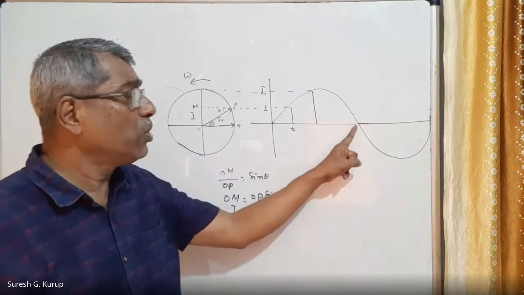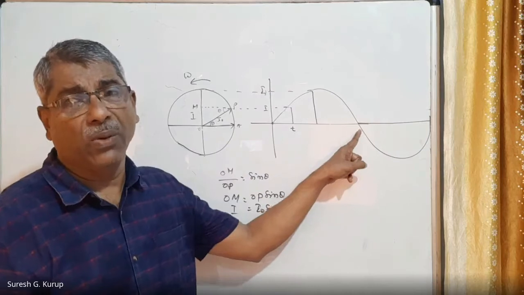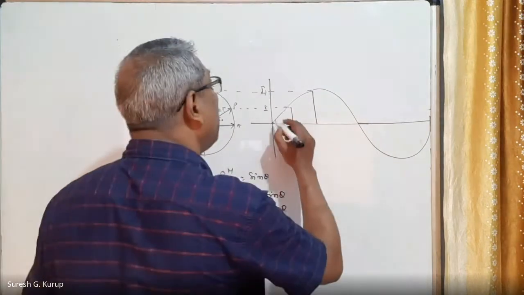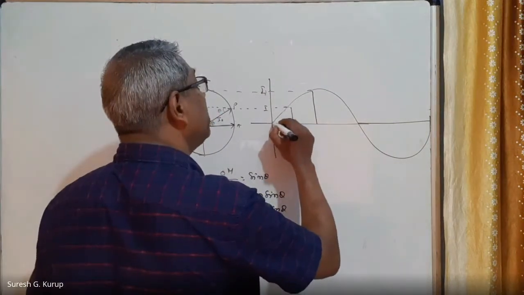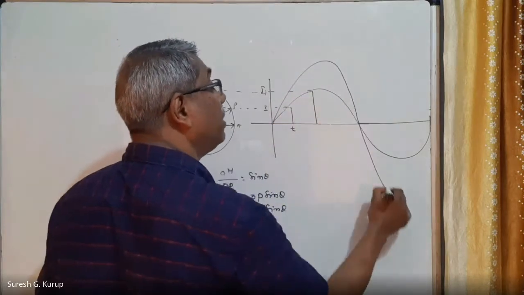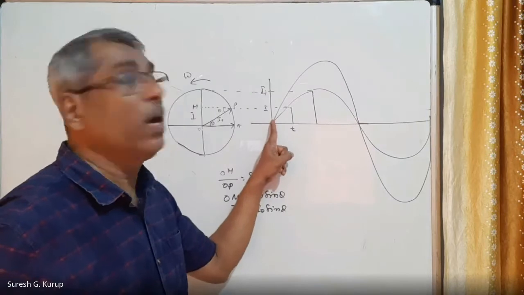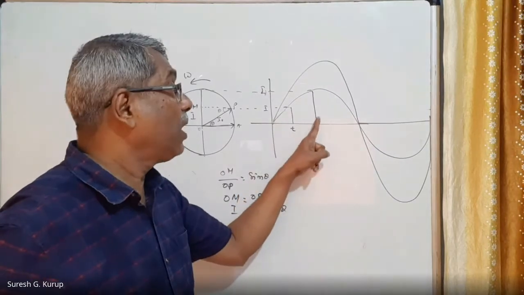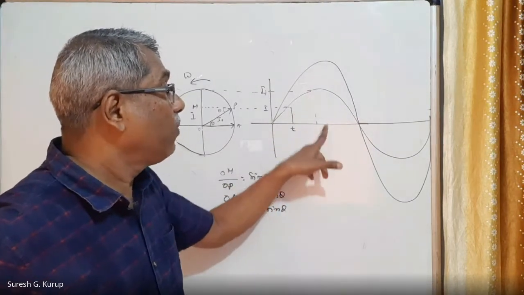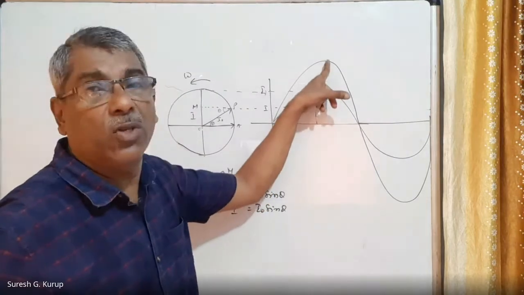Again, when current becomes equal to zero, EMF also becomes zero, right? So current and EMF both are marked here. Suppose that this is the EMF curve. So what is happening? When current is equal to zero, EMF is also zero. When current becomes maximum, EMF also becomes maximum.